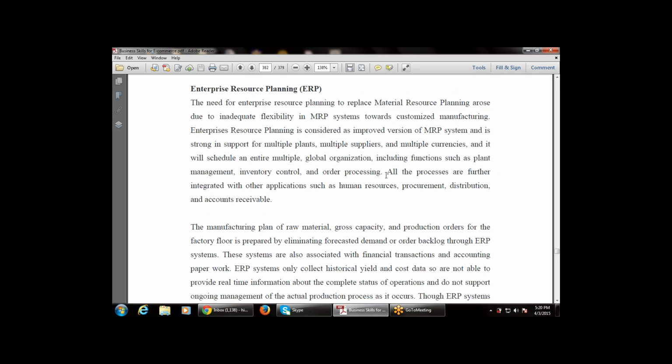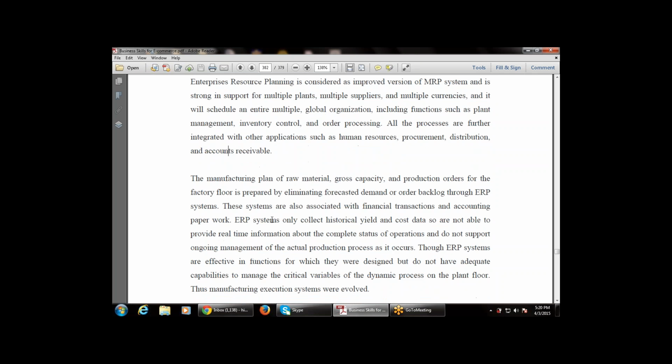All the processes are further integrated with other applications such as human resource, procurement, distribution, and accounts receivable. The manufacturing plan of raw material, gross capacity, and production order for the factory floor is prepared by eliminating the forecasting demand or other backlogs that is used with the ERP systems.